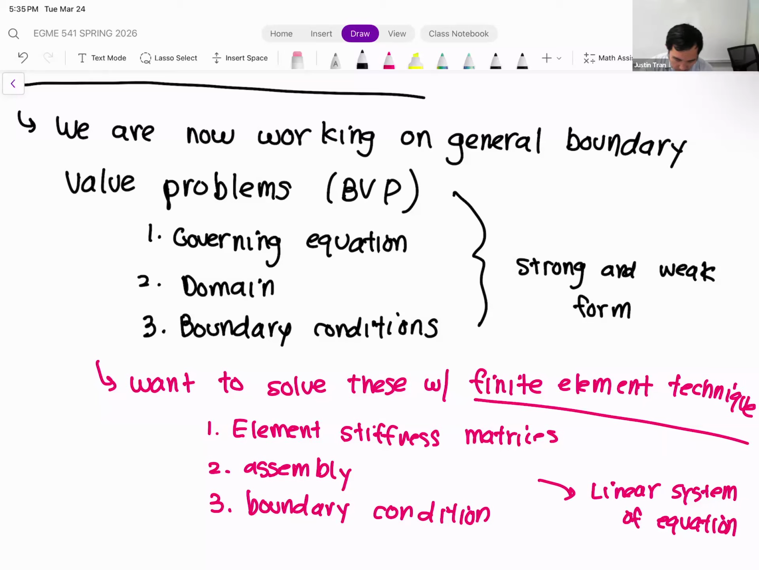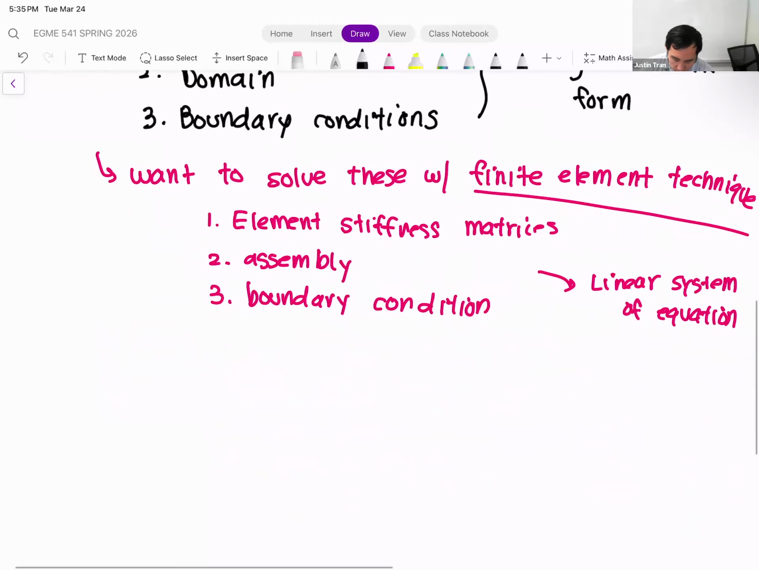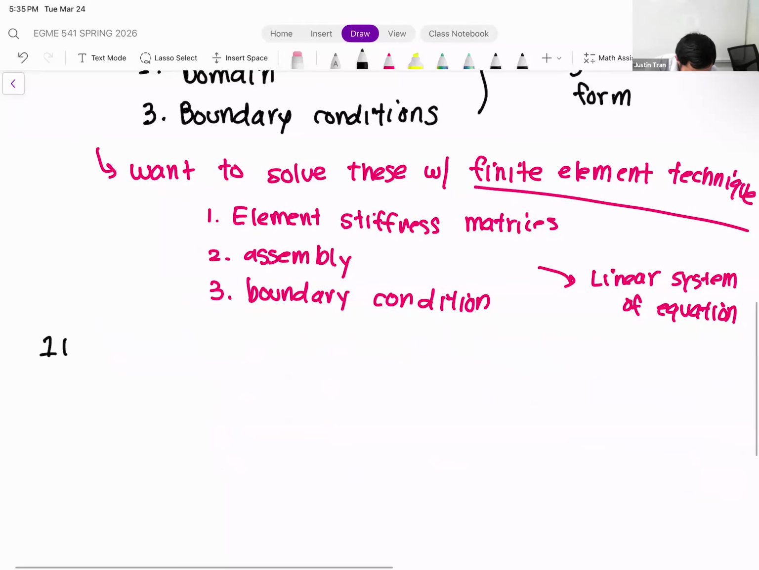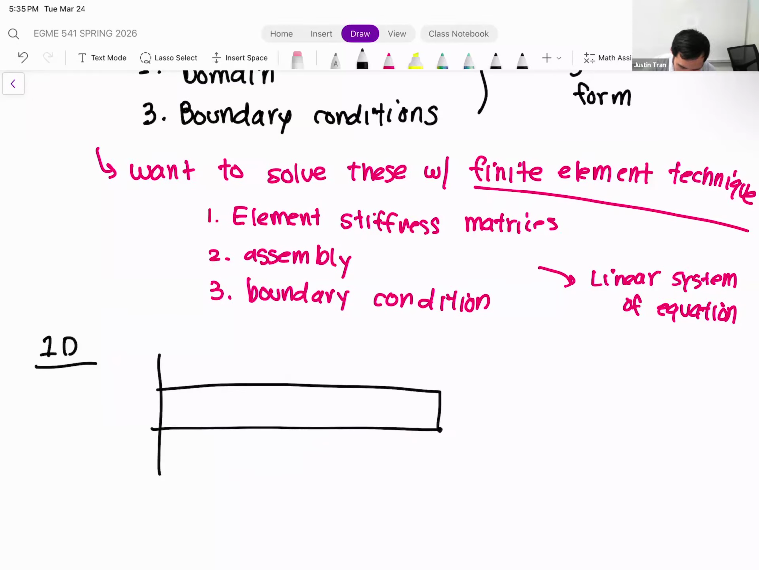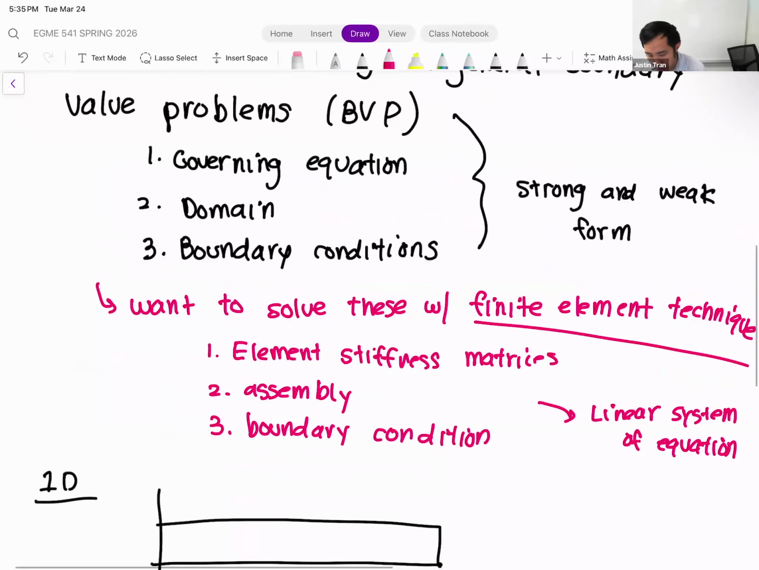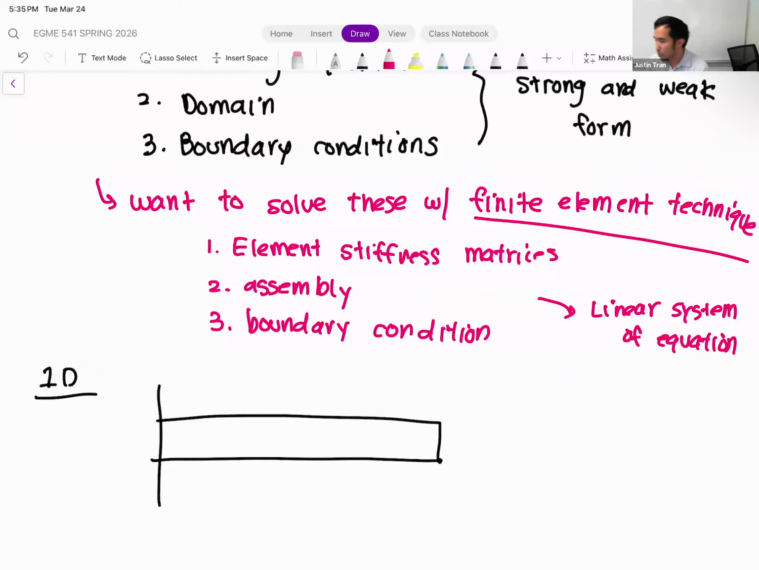The way we're going to do this is the following. Let's say that in a one-dimensional case, we have our domain here, we have our governing equation on this domain, and we have the boundary conditions. Before, when we did strong and weak form solutions, we considered this domain as one domain and solved for the solution everywhere. What we're going to do instead is break up this domain into several elements.